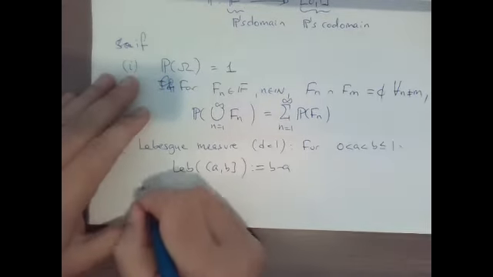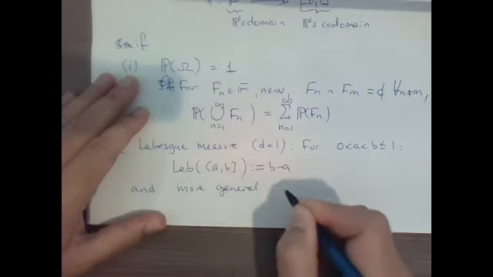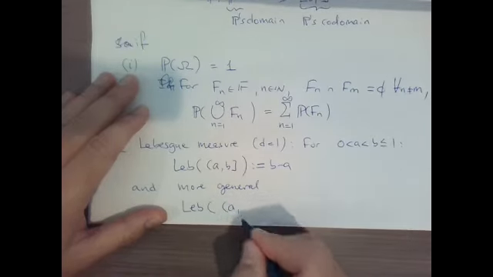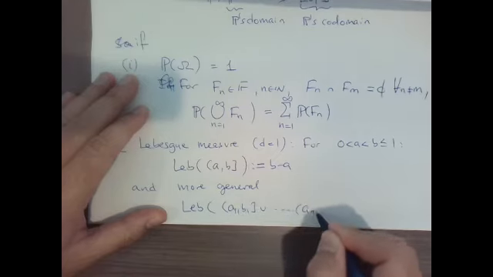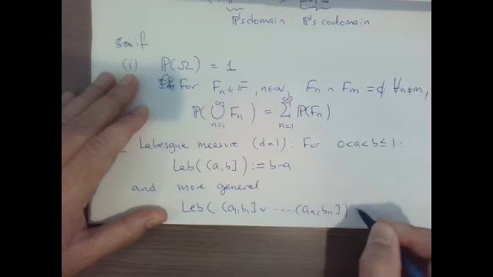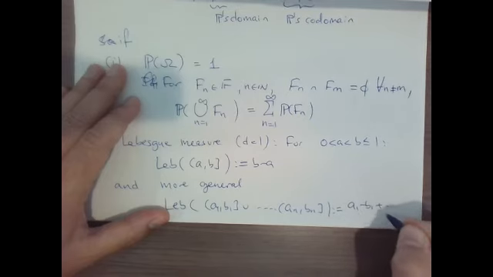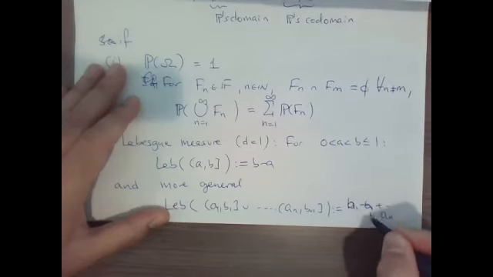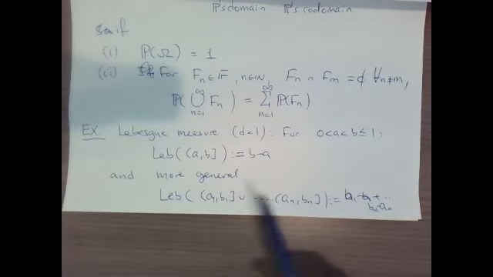More generally, if I want to do the Lebesgue measure for (A1, B1] union through (AN, BN], we'll get exactly that formula we had before. This would be B1 minus A1 plus all the way down to BN minus AN. So we have gotten ourselves the Lebesgue measure defined on all these half-open intervals.